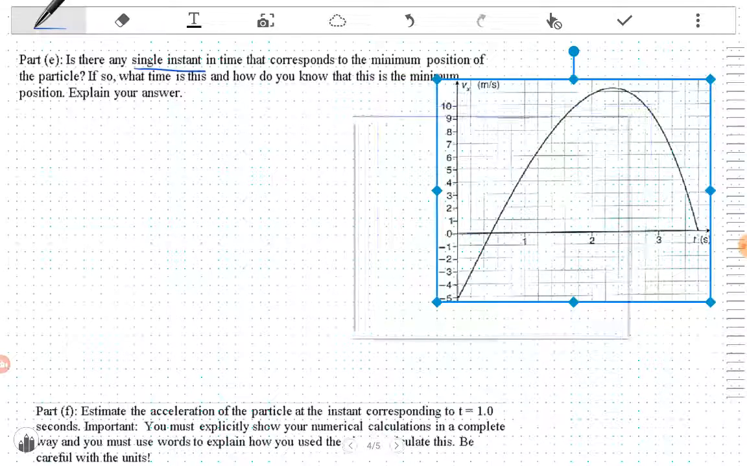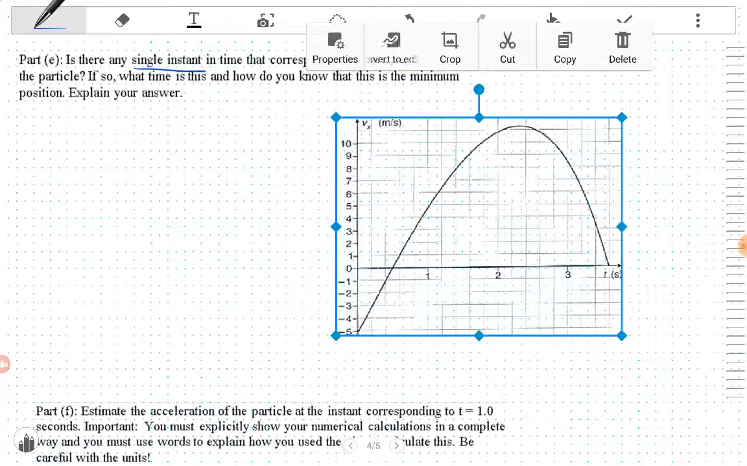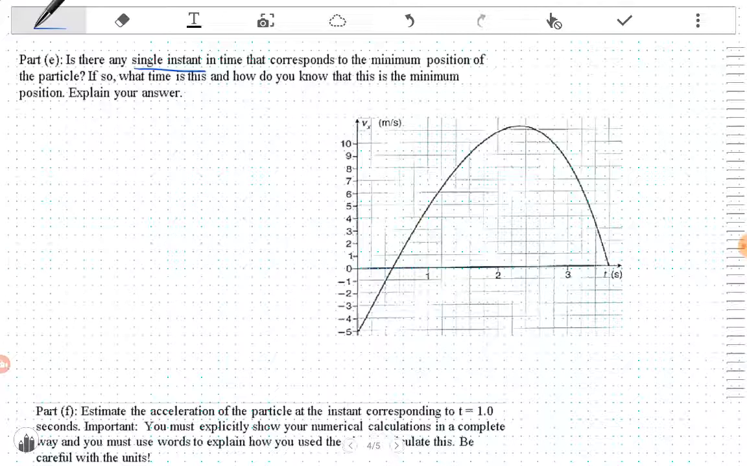Yes, there is one instant where it's minimum. How do you know that? Well, how do you find the minimum position? The position is equal x. That's the position.